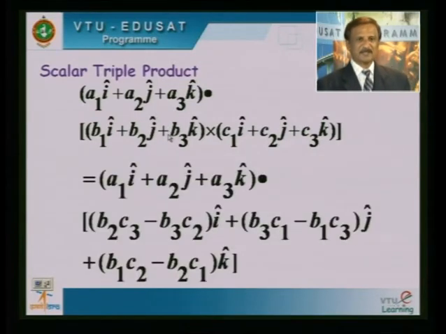Now, you want to multiply. How do you multiply? I have written A as it is. First, I want to calculate B cross C, is it clear? If they give two vectors, you know the procedure. How do we calculate B cross C?